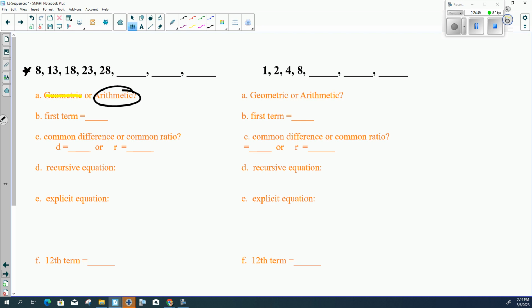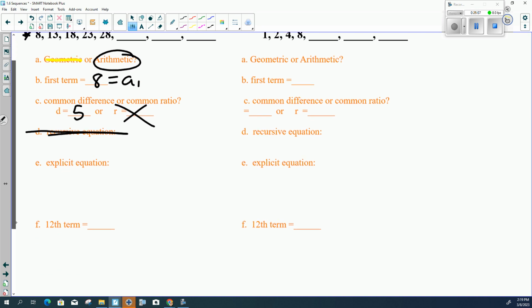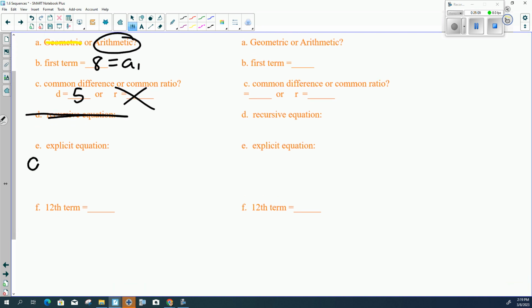Okay, we think this is arithmetic because we found that the common difference is what? 5. And the first term is 8. I like to call it A1 because that's what it's called in the equation. We're only doing the explicit equation. So this one's a little bit different. I'm going to write down the original one. If you don't make yourself write that plus sign, you're going to forget it every time.